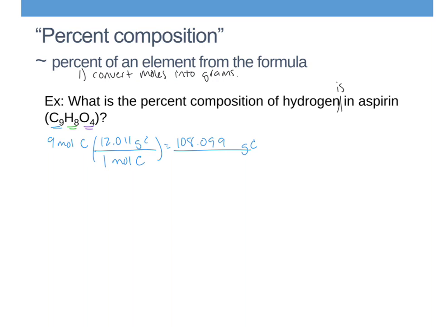And then I do the same thing with the hydrogen, right? I've got 8 moles of hydrogen because there's a subscript of 8. I look at the periodic table, I see that 1 mole of hydrogen weighs 1.0079.